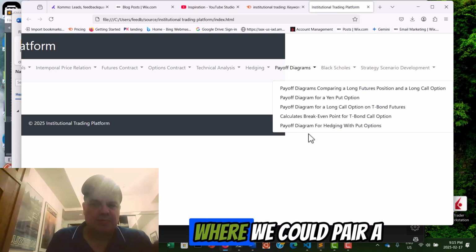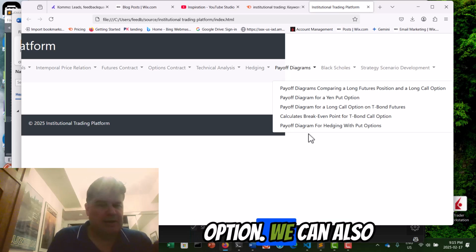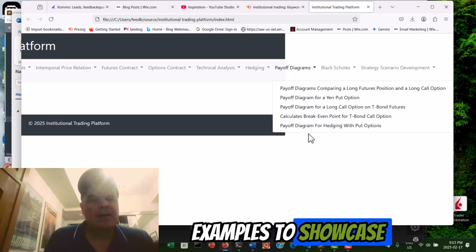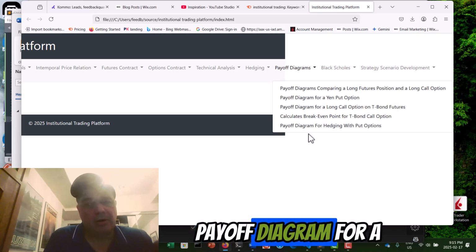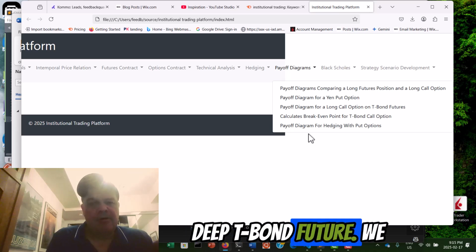Payoff diagrams where we compare a long future position and a long call option. We can also use the payoff diagram. Again, these are only examples to showcase this. A yen put option, payoff diagram for a long call option on a T-bond future.